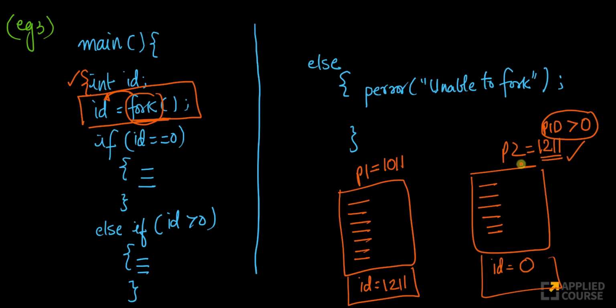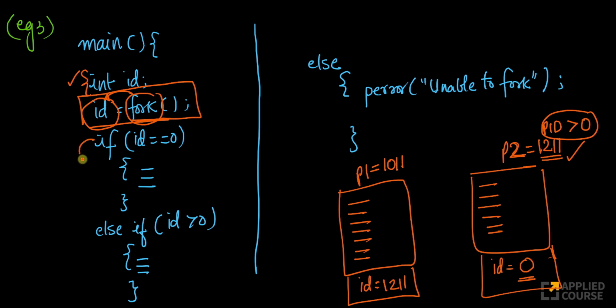We'll see how PIDs are created when we go into process management itself. But just remember that just like students have roll numbers or some identification numbers, every process has an ID. The child process has an ID of 1211, which is returned to the parent. So the ID variable in the parent has the PID of the child. The ID variable here in the child itself has 0.